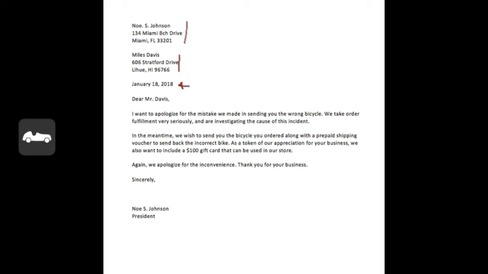Dear Mr. Davis, I want to apologize for the mistake we made in sending you the wrong bicycle. We take order fulfillment very seriously and are investigating the cause of this incident. In the meantime, we wish to send you the bicycle you ordered along with a prepaid shipping voucher to send back the incorrect bike as a token of our appreciation for your business. We also want to include a $100 gift card that you can use in our store. Again, we apologize for the inconvenience.